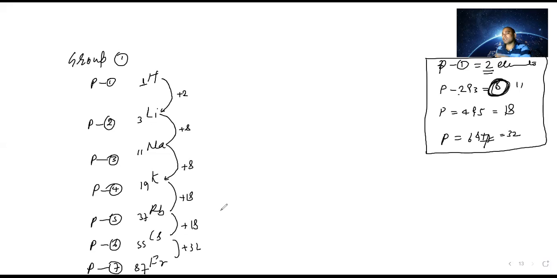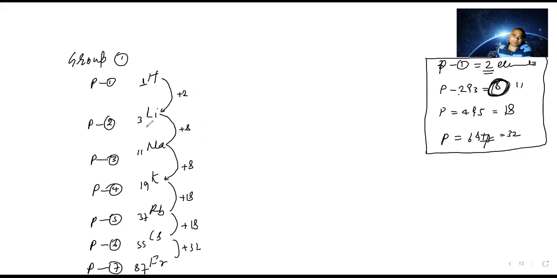So this way you need to memorize. 2 elements, then second and third period 8, 8, 4th and 5th 18, 18, and 6th period 32. Getting my point? Are you able to understand the concept of atomic number, how to memorize? It will be tough. Slowly, you have to think on it.